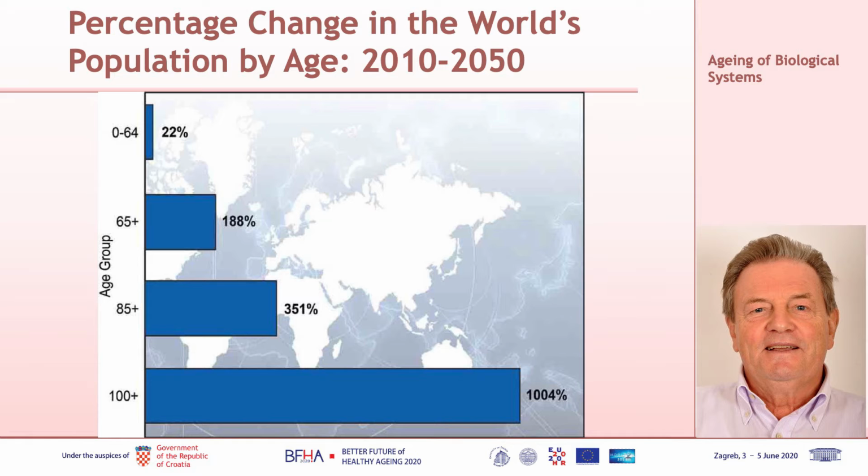An illustration of the percent of change in the world's population by age, projected again to 2050, says that there is an increase of 22% of people younger than 65, whereas those older than 65 will increase by 188%, and the older age groups, 85 and older, will increase by 351%, and even the centenarians will increase by over 1,000%. Next slide.